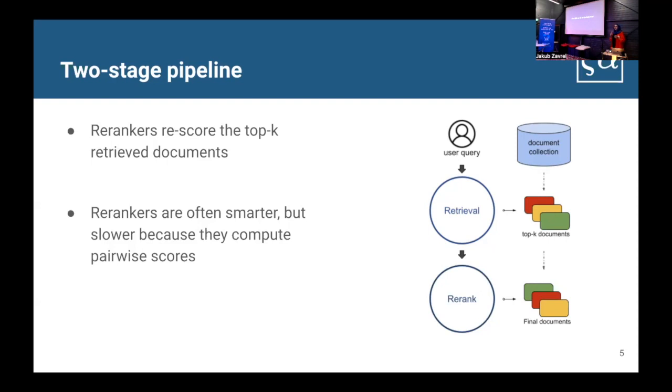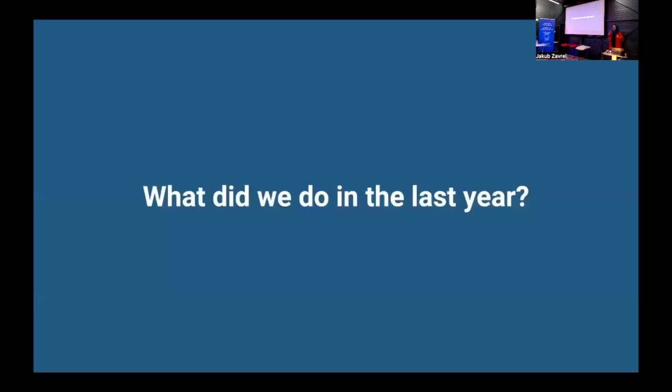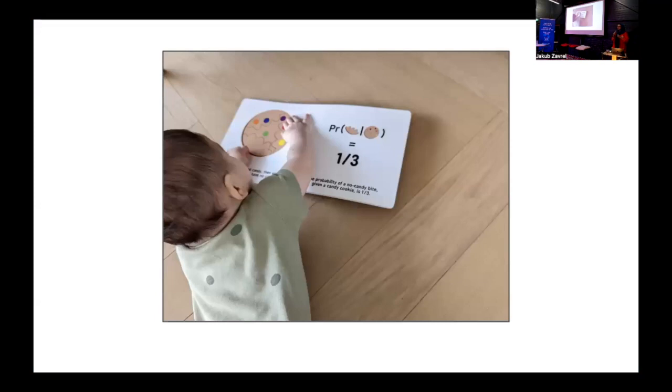So what did we do in the last year? That's the main topic of my talk. One thing that I've been working on for the past couple of months was training a model to understand basic laws of physics. So that's my baby. He's a fan of Bayesian probability so far.